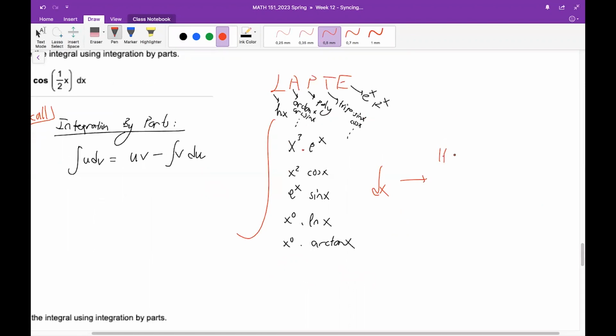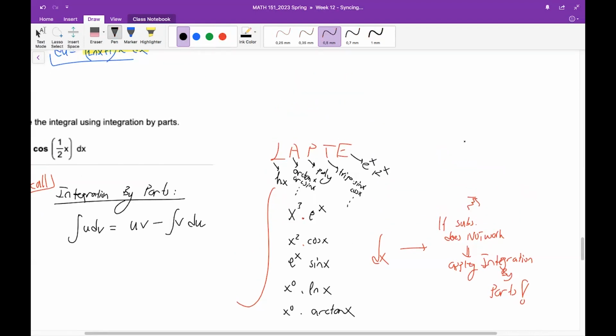Let me write this down. If substitution doesn't work here, you need to apply integration by parts. Okay, so here I mean, if you have two different types of functions as a product, you can try to apply integration by parts. And here, if substitution doesn't work, what do I mean is this one.